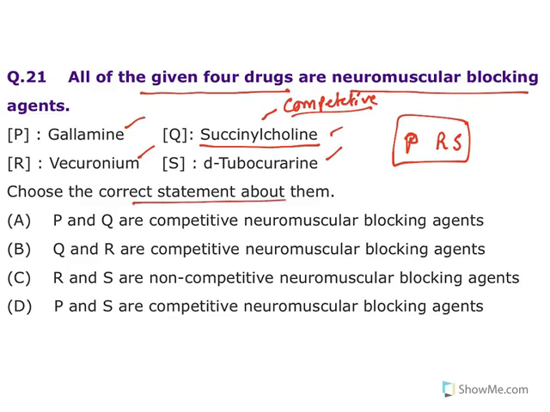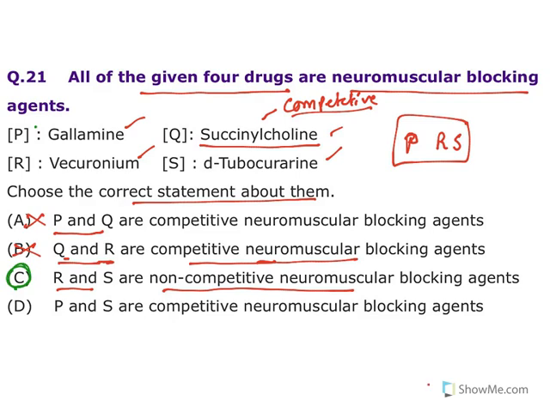Now choose the correct statement about them. P, Q are competitive neuromuscular agents. Q is not, so this is not correct. Now Q and R are competitive. No, Q is competitive, but R, vecuronium, is a non-competitive neuromuscular agent. This is also not true. R and S are non-competitive neuromuscular blocking agents. This is true. In fact, P, R, S, all the 3 are non-competitive.